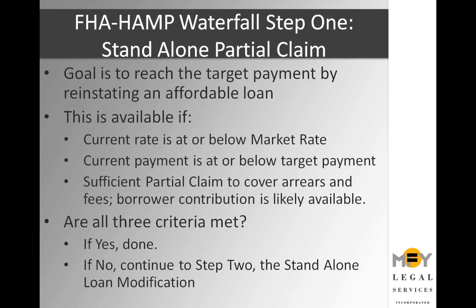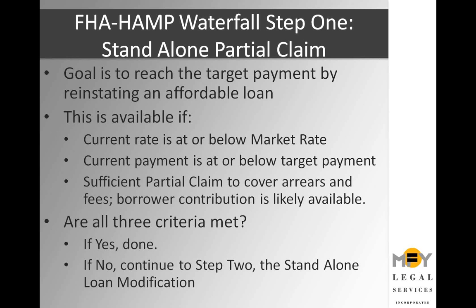So the first step of the FHA HAMP waterfall is the standalone partial claim. And the goal here is to reach the target payment simply by reinstating an already affordable loan. So if your current rate is at or below your market rate, right now the market rate is, I believe, 4.625, somewhere in there. So we're really talking about low rates, either previously modified payments or somebody who had a very cheap adjustable rate mortgage.